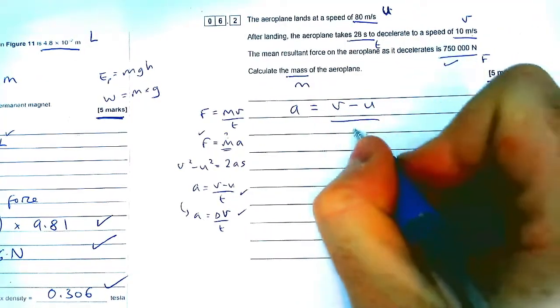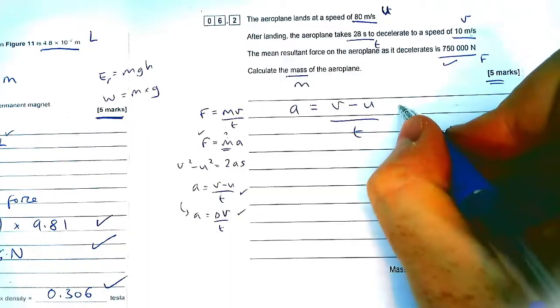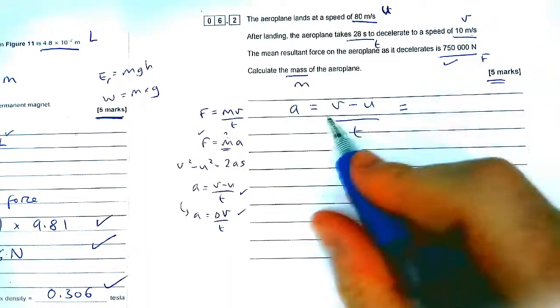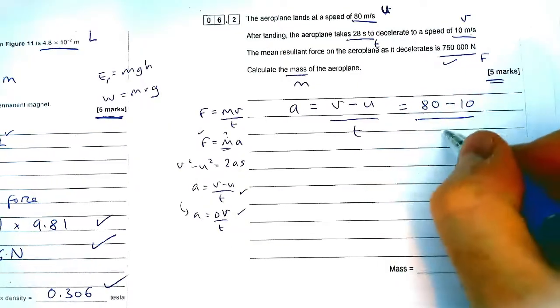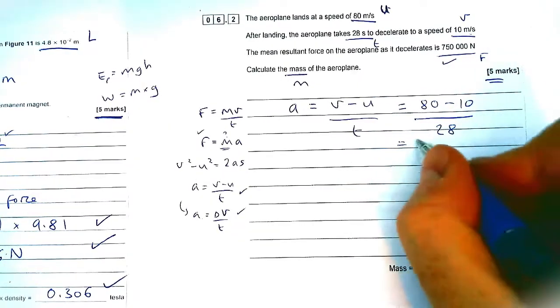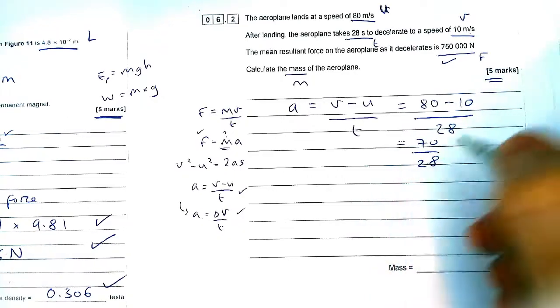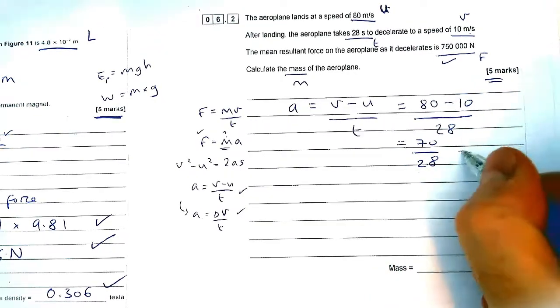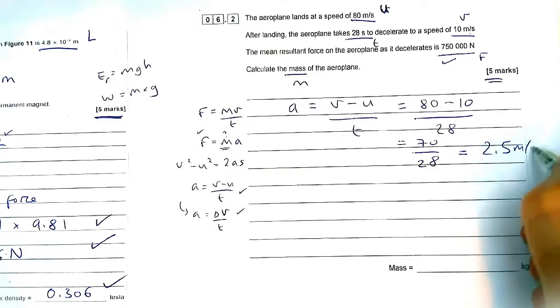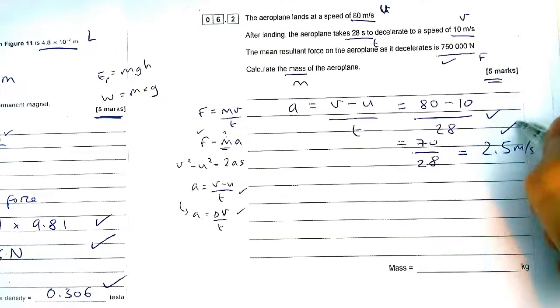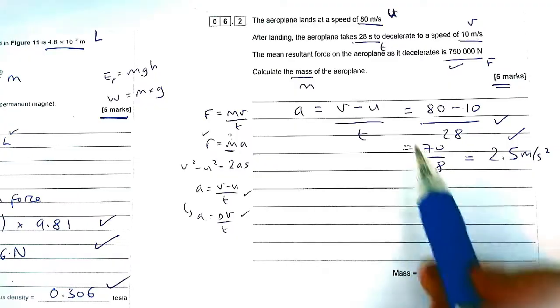Now, we don't need to do any sort of rearranging here. We can just plug our values straight in. Starts on 80, gets to 10, does that in 28 seconds. So therefore, you've got 70 divided by 28. And if we plug that into your calculator, we should find that equals 2.5 meters per second squared, which is a nice couple of marks regardless. So again, don't forget, even if you can't get the final answer, work something out, it will help you.